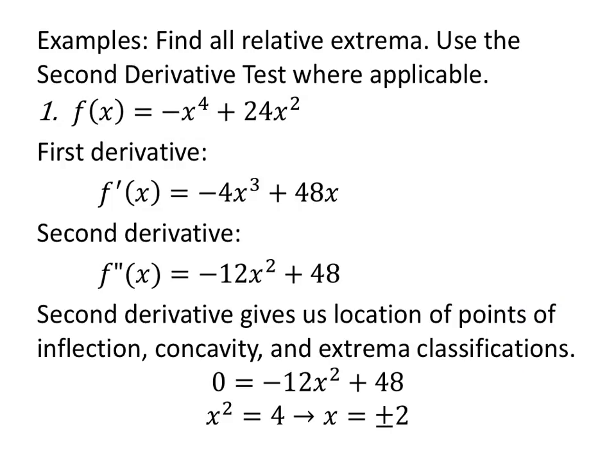Now, I want to use the second derivative test. So I'm going to take the second derivative, especially for a polynomial. That's quite easy. That's negative 12x squared plus 48. The second derivative gives us the location of points of inflection, concavity, and extrema classifications. So now I'm going to set the second derivative equal to 0. Add 12x squared to both sides. Divide by 12. X squared equals 4. Tells me x equals plus or minus 2.